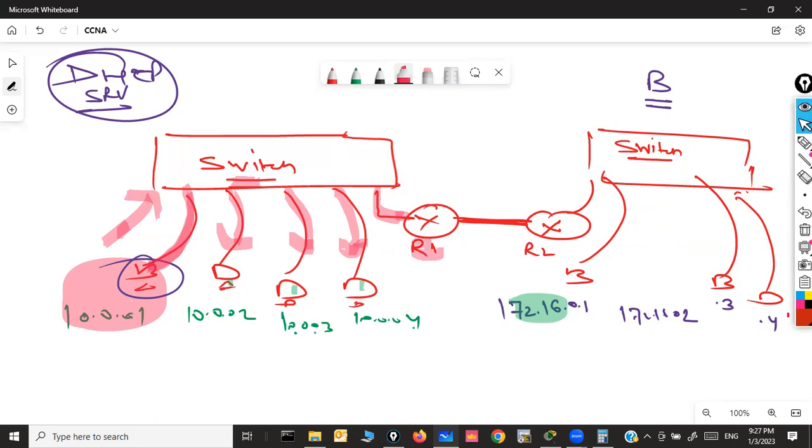Now, the router is a very intelligent device. It behaves very differently than the switch. The router says that if I do not know the destination address, if the destination address is, let's say, a network broadcast or maybe 255.255, or the last address of the same range, right? Just a minute.